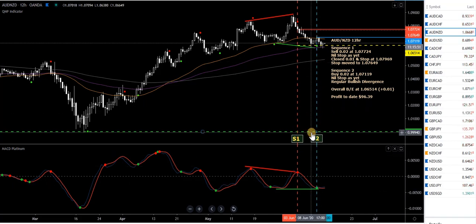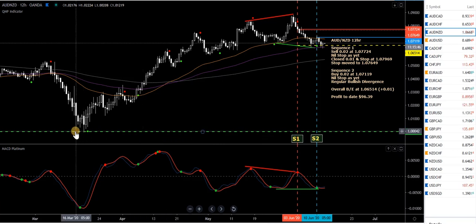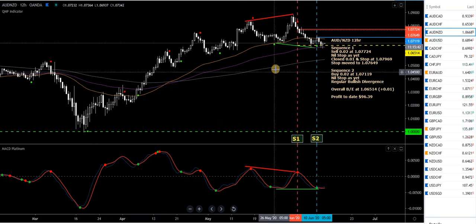buy trade as yet. This green line is normally something significant, which in this case is parity, 1.000. You can see how price came down and touched it here. So that's Aussie New Zealand.